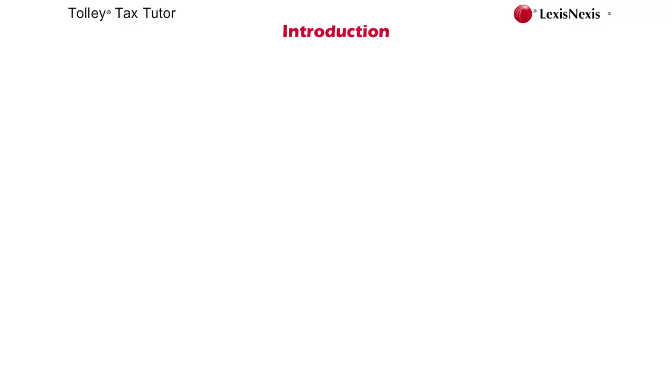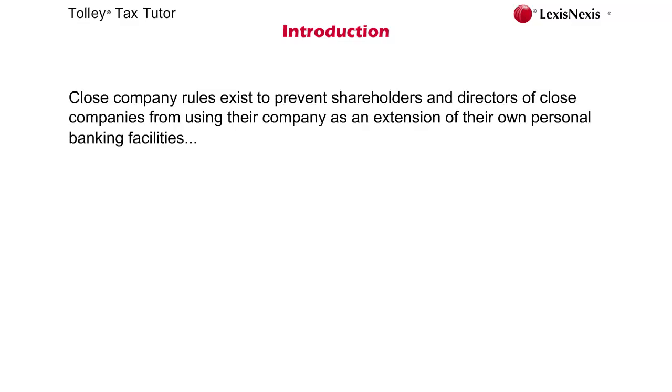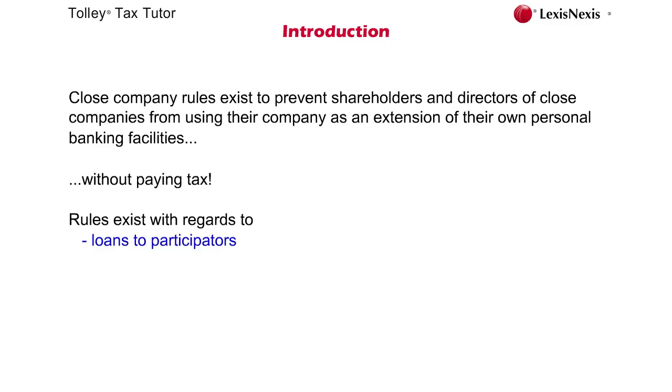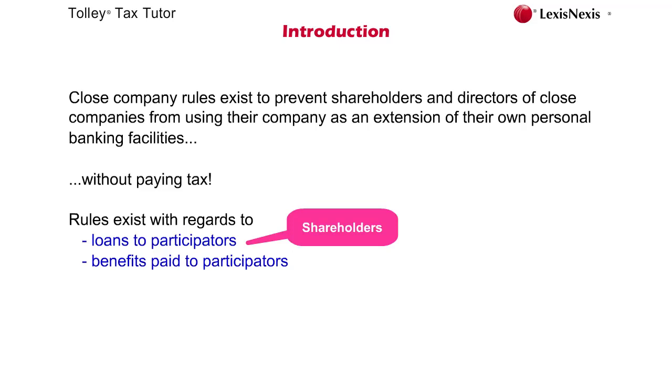In this session, we are going to look at the tax implications for companies which are close. Close company rules exist to prevent shareholders and directors of close companies from using those companies as an extension to their own private banking facilities without paying any tax. Rules exist with regard to loans to participators, benefits paid to participators, and other extractions of value by participators.